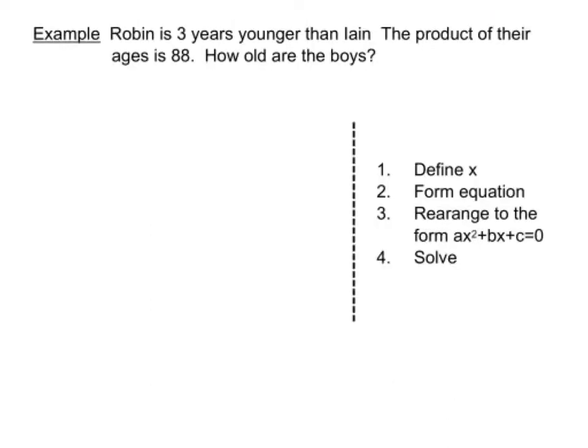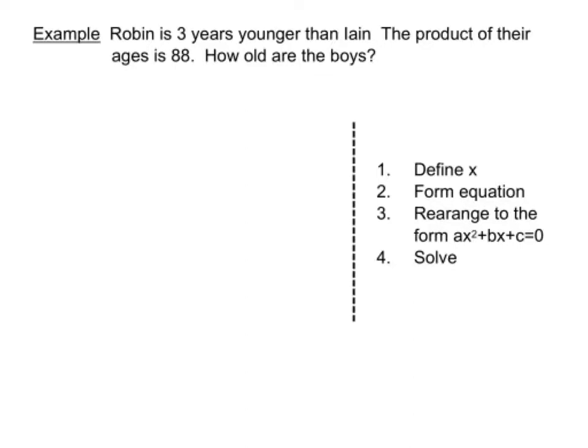We'll now move on to a slightly harder example. The reason this example can sometimes be thought of as slightly harder is because x is not given anywhere in this question. So we've got Robin is 3 years younger than Ian. The product of their ages is 88. How old are the boys?